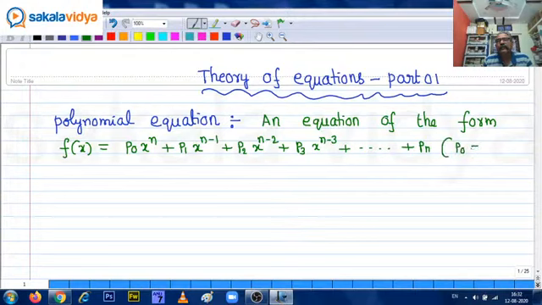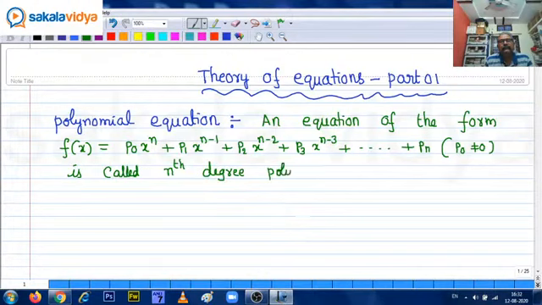p0 not equal to 0, is called an nth degree polynomial equation. Generally, we deal with polynomial equations in x, or in y also, sometimes any other variable. Equation in x, this is called.